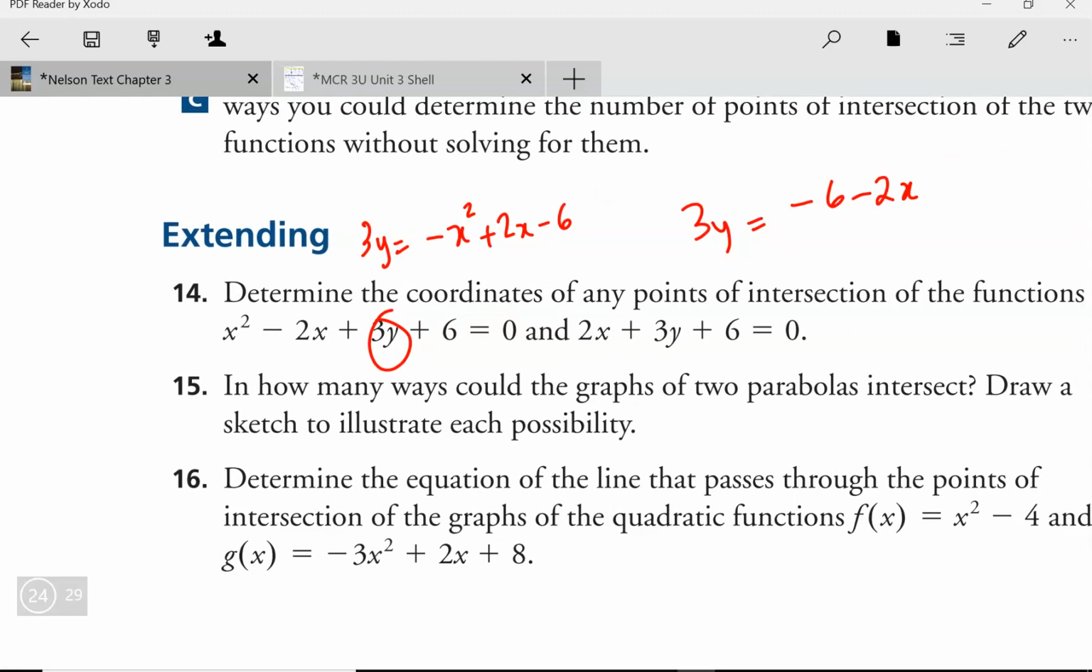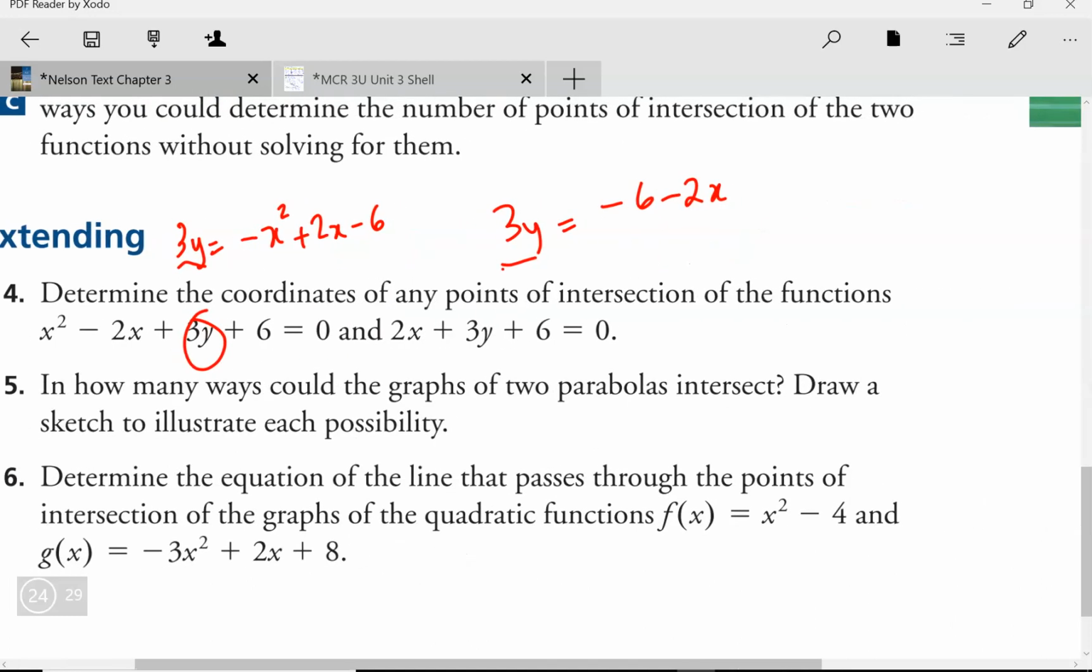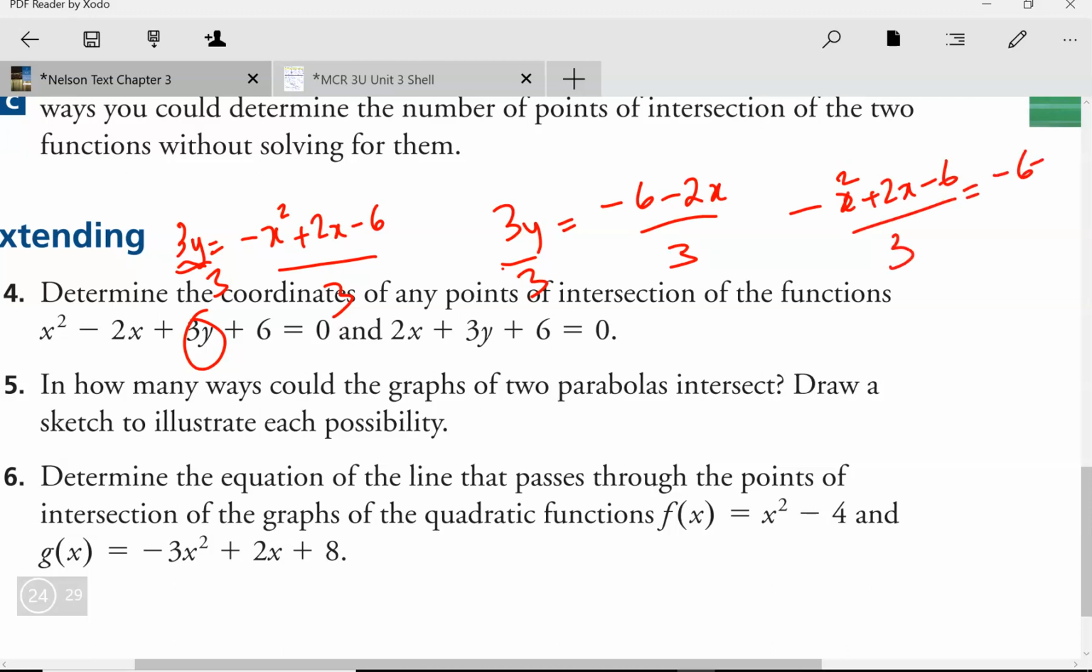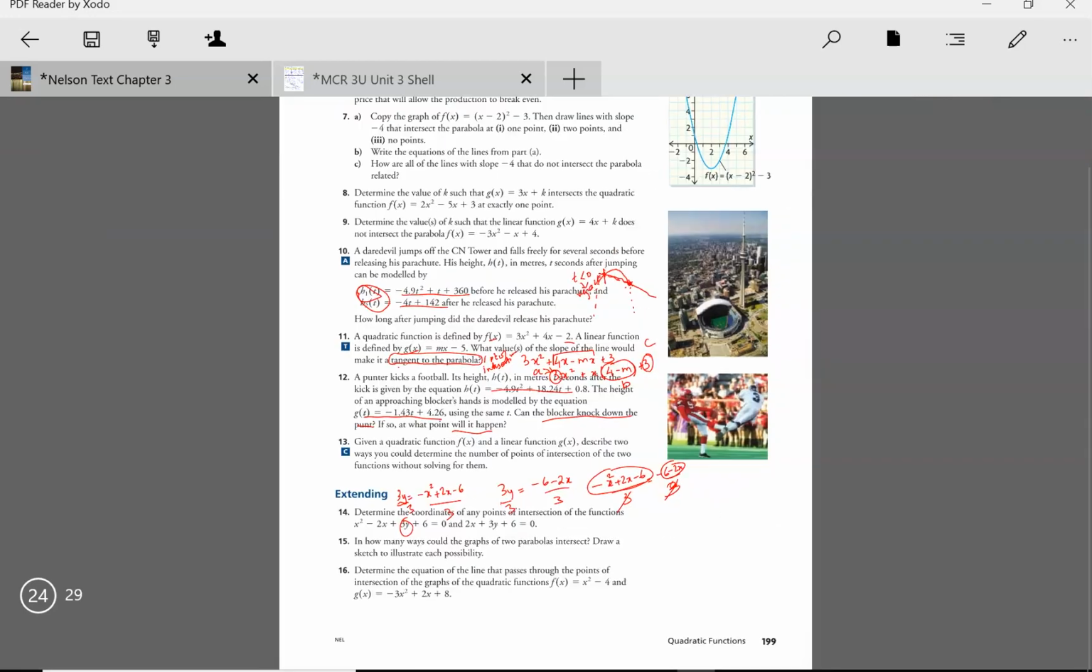We're just going to set y equals y, so hopefully we can see that 3y equals 3y. So you can divide by 3. If you want to be systematic about it, divide both sides by 3 here, and you get negative x squared plus 2x minus 6 over 3 equals negative 6 minus 2x over 3. Then you'd multiply both sides by 3, so these 3s would cancel, and you just get this equals this. Rearrange everything to one side, solve for x with the quadratic formula, easy stuff.